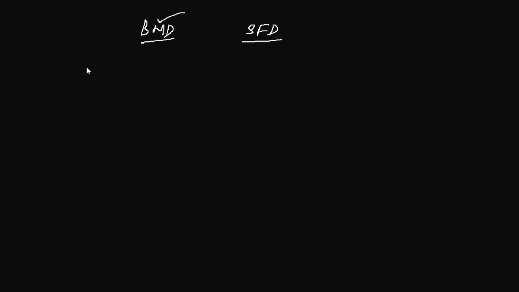So basically what we have is a beam supported at either end and acted upon by a point load. Let's call this 10 kilonewton, and call the supports A and B, 2 meters each.